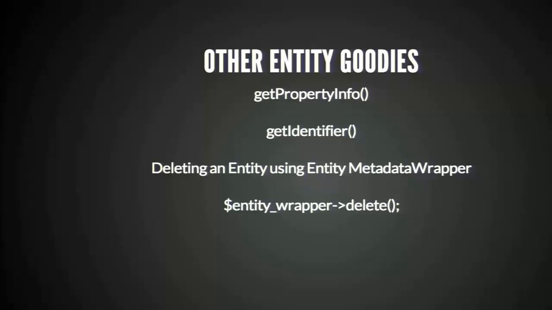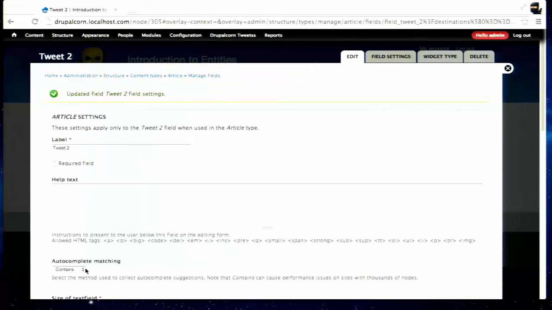Here's some other goodies. The couple methods in our entity metadata wrapper. I should have probably put that on there. You can get property information and get identifier. Get property information will give you all the values in your metadata wrapper, your properties or your fields. The get identifier is basically returning the ID or the node ID or the UID, whatever object you're working with. It's returning you the identifier. Deleting entity using entity metadata wrapper, you just do a delete here.